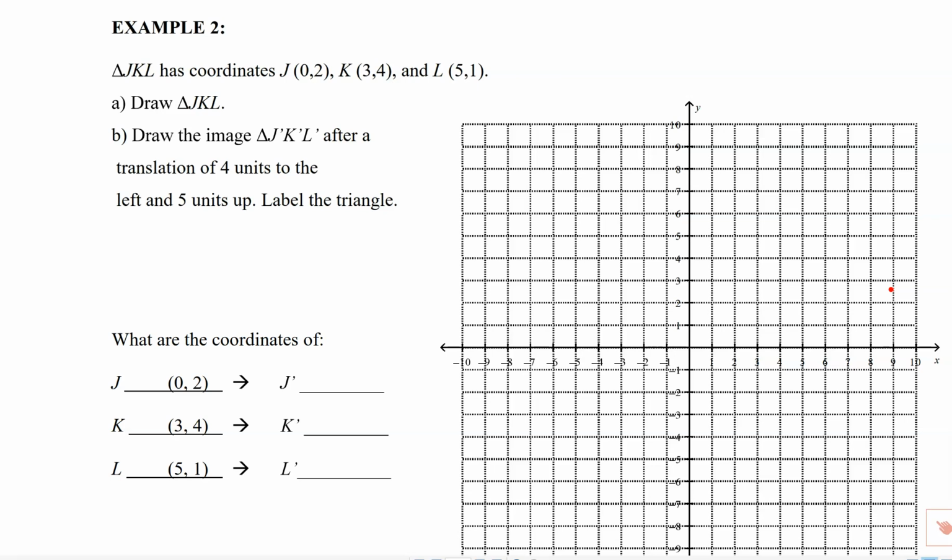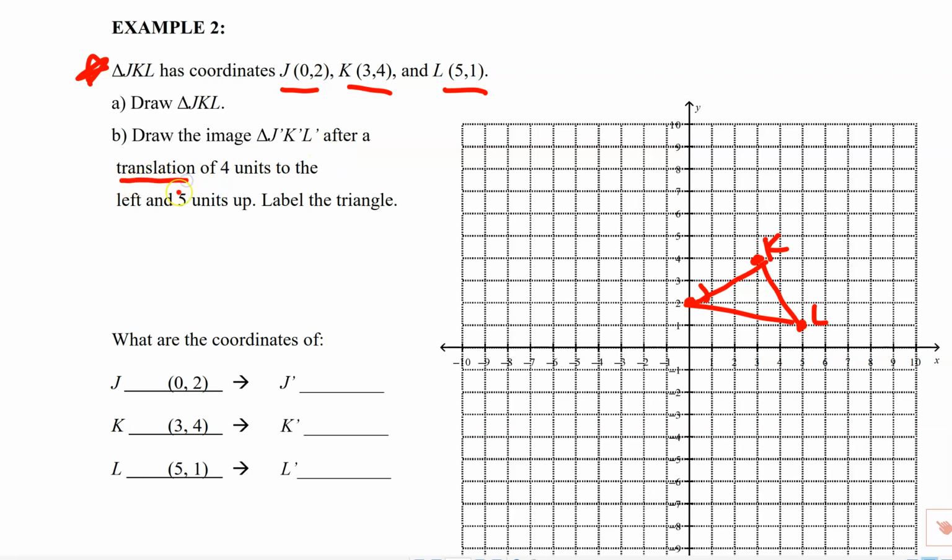So we're going to go ahead and plot these points right here. We have (0, 2), so that is my J. We have (3, 4), that is K, and we have (5, 1). So there is my original triangle, this one right here. And then it says, draw the image J', K', and L' after translation.